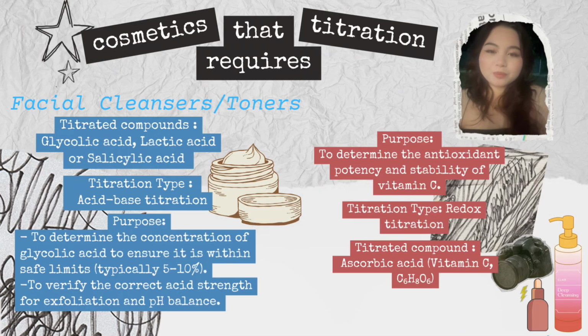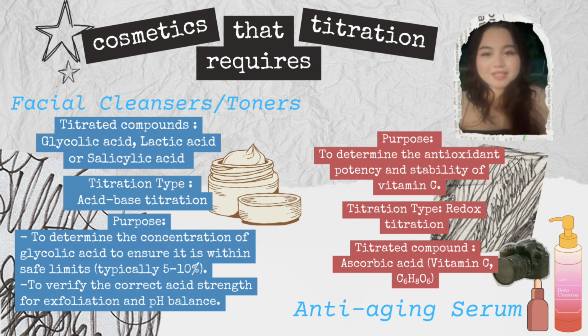For this slide, I will be talking about the cosmetics that require titration. Firstly is facial cleansers and toners. The titrated compounds include glycolic acid, lactic acid, or salicylic acid. The titration type is acid-base titration. Its purpose is to determine the concentration of glycolic acid to ensure it is within safe limits, typically around 5 to 10%. It is to verify the correct acid strength for exfoliation and pH balance.